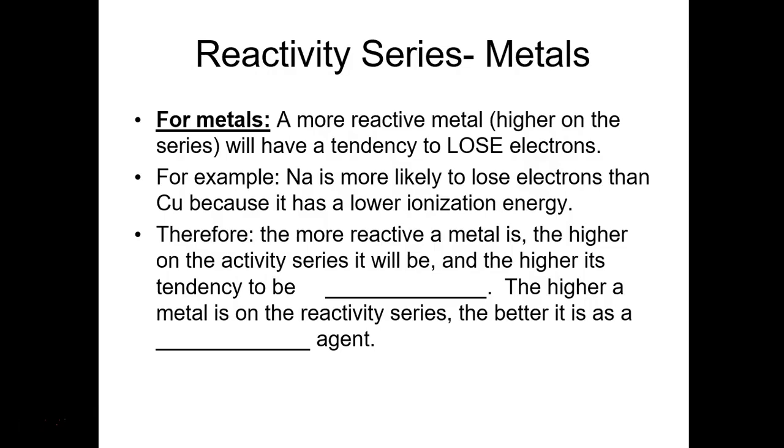So, reactivity series for metals. For metals, a more reactive metal, one that is higher on the series, will have a tendency to lose electrons. That means the higher up they are, the more likely they are to be oxidized. So sodium is more likely to lose electrons than copper because it has a lower ionization energy. Okay? So the more reactive a metal is, the higher on the activity series it will be, and the higher its tendency to be oxidized. So the higher on the reactivity series it is, the better it is as a reducing agent.